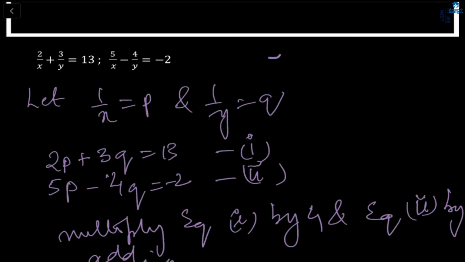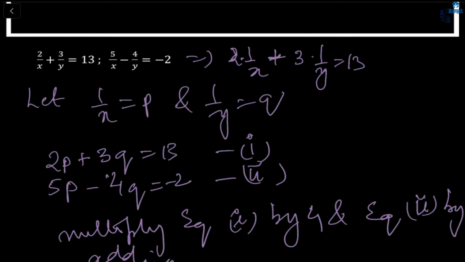So how can we make it in the proper format? You can see in both the equations it is 1 by x and in both the equations it is 1 by y. You can write it as 2 into 1 upon x plus 3 into 1 upon y is equal to 13. So, to make it a proper linear equation, so that solving becomes easy, we are assuming that 1 upon x is p and 1 upon y is q.